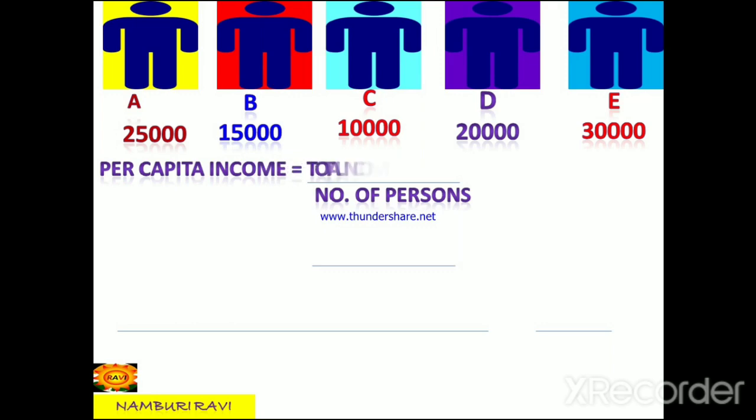Now, we should know that per capita income can be calculated by the total income of the country divided by the number of persons, that is, the total population. This is the general formula for the calculation of per capita income. So here we can take the total income of the 5 members, that is A, B, C, D, E, and the total number of persons is 5.